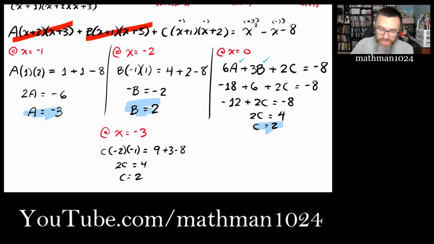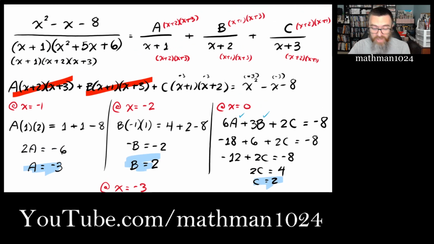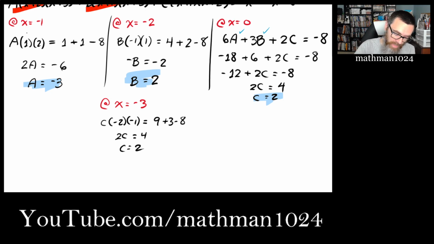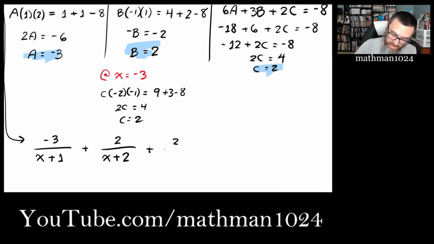So the last thing we need to do is to rewrite our fraction using these values that we have. So my fraction is equal to negative 3 over x plus 1 plus 2 over x plus 2 plus 2 over x plus 3. So we've broken it down piece by piece. And yeah, we should be good to go there.